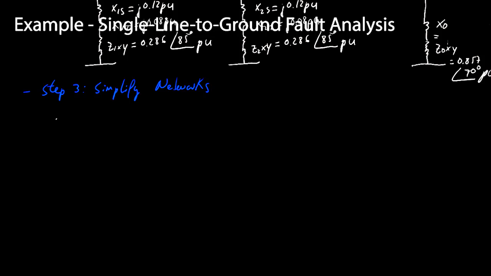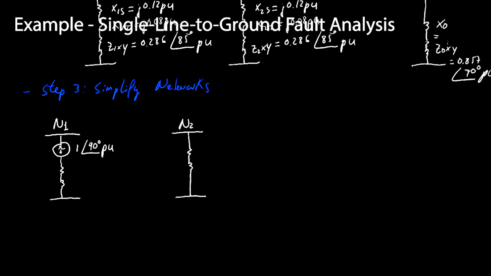And let me switch back to white. So we're going to have, again, the neutral of the positive sequence network over here. We're going to have a positive sequence voltage source. So this is going to be 1 at angle 90 degrees per unit. And we're going to have a positive sequence impedance over here. We're going to have the same thing for the negative sequence network. So N2 over here, just simply 1 impedance for the negative sequence network, and same thing for the zero sequence network. So we're going to have just 1 impedance over here. Alright, and then here of course, this right here is the location of the fault.